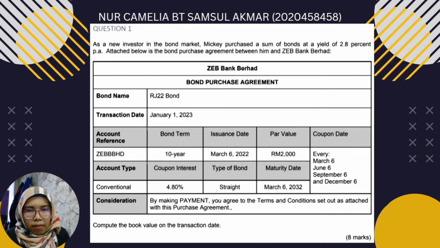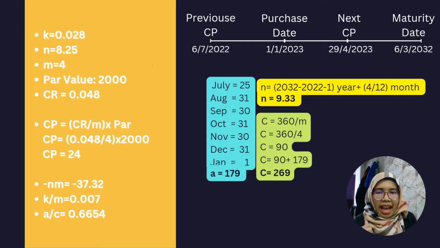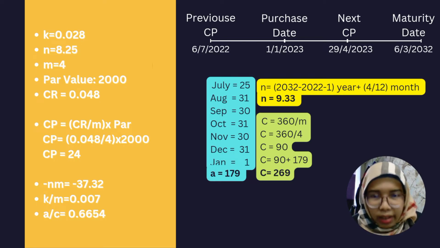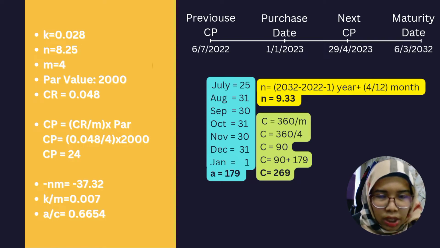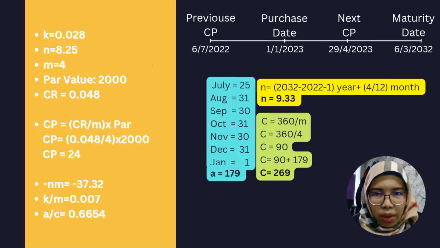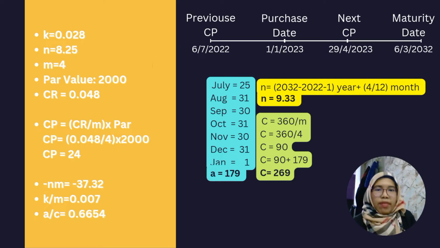So from this question, I have extracted a few pieces of information. K represents yield, so K is 0.028, and we got 9.33. So how do we find N, which is the number of periods from previous CP until maturity date? First of all, you need to subtract the year of the previous CP from the year of the maturity date.